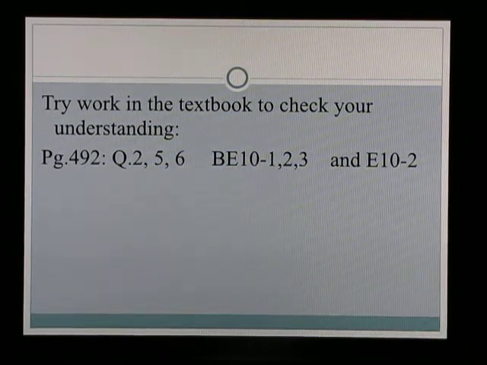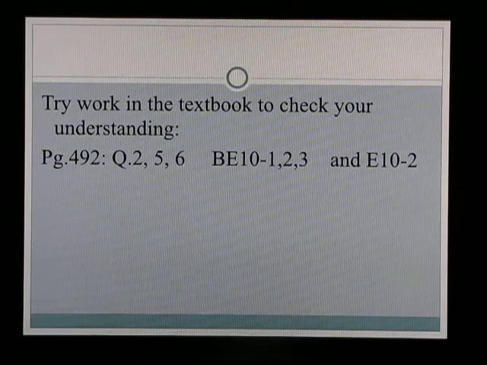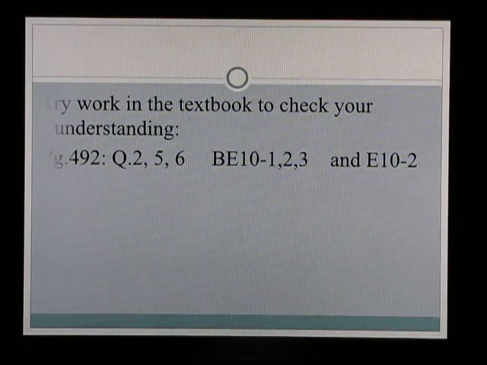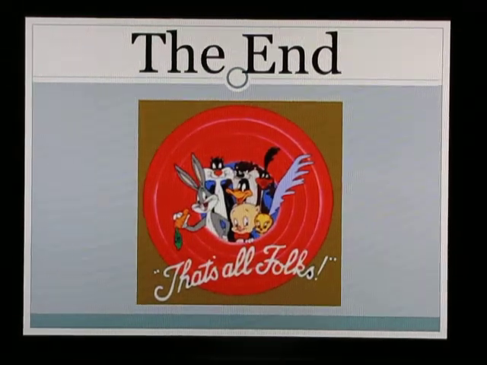If you ever want to try any examples, just go to the workbook, page 492, questions B10, 1, 2, 3, and E10, 2. That's all, folks.